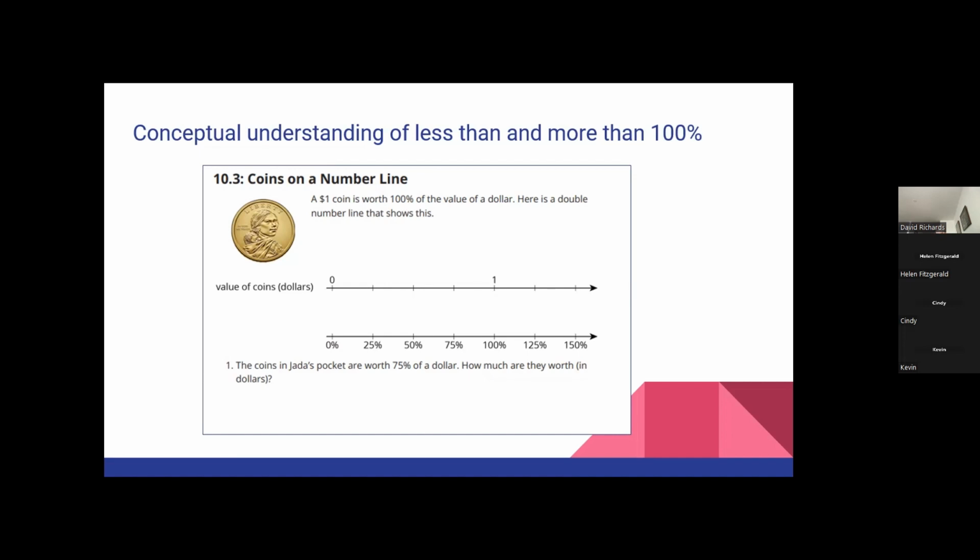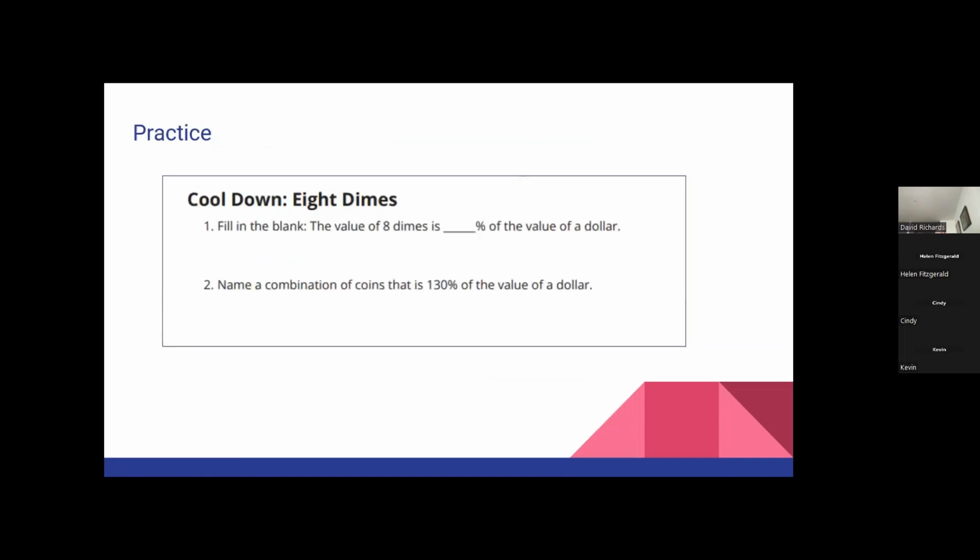So what I also like to bring up is the fact that a dollar coin is the same as a dollar bill, right? So fractions and decimals are the coin and the dollar bill. They're the same amount, just represented in a different way. So just something I like to throw in there. Here's another example.